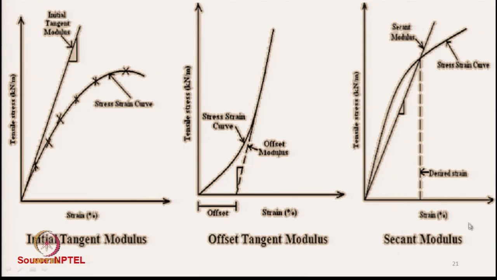Another important parameter is the secant modulus. This is again the modulus between the origin and any specific point. So, at a particular desired strain value, if we want to know the secant modulus, we can calculate it by drawing the straight line between origin and that point.